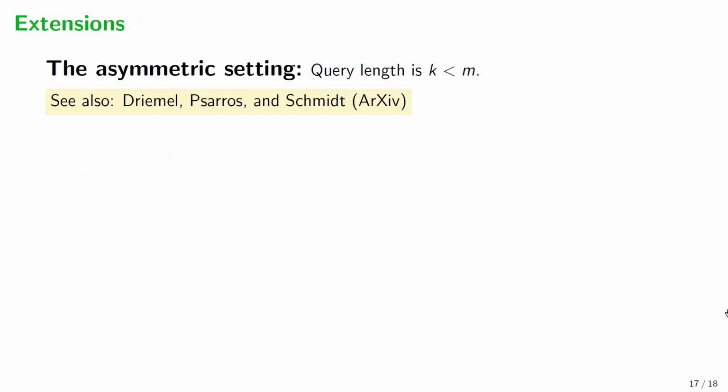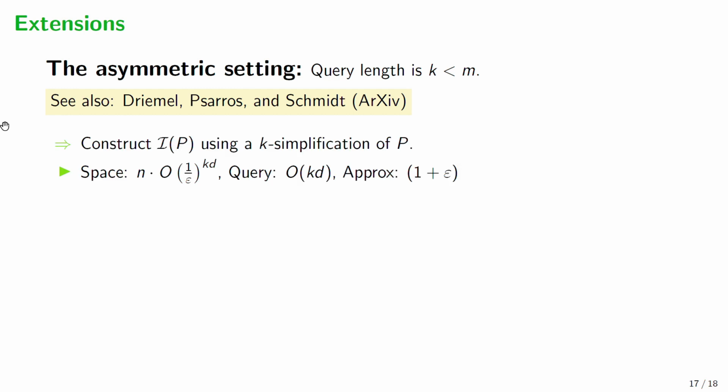We can also extend our solution to the asymmetric case, where the length of the query can be smaller than the length of the input curves. This setting in general was first studied in a paper by Filtser and Schmidt. We adapt our data structure for the asymmetric case by computing simplifications of length k for the input curves, and construct a set of grid curves I with respect to the simplifications. We get similar bounds except that m is replaced by k.